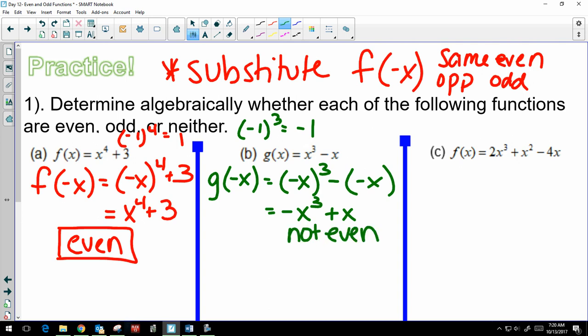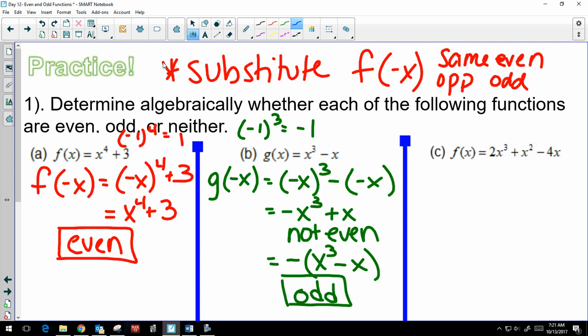Now I want to check to see if it's odd. Is it the exact opposite? So in order to do that, I'm going to divide out a negative. So a negative divided by a negative is a positive, and then a positive divided by a negative is a negative. What's inside my parentheses, does that match my original? It does, so it's the exact opposite, so it is an odd function.